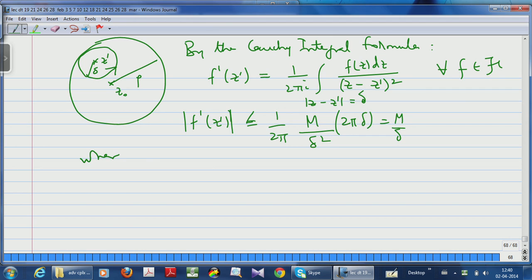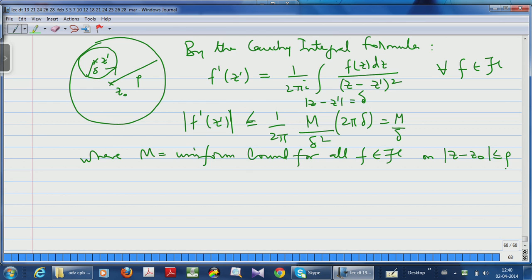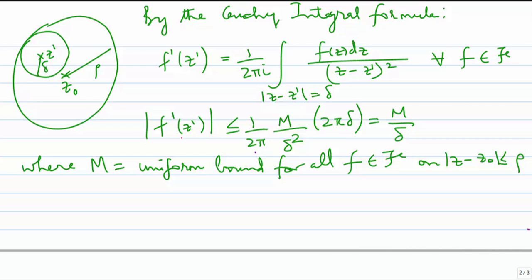So let me write this, where M is the uniform bound for all functions f in this family, script F, on the closed disk centered at z naught with radius rho. You can put this bound independent of delta also. So this delta that I chose seems to depend on z prime. But you can get rid of this delta so that I can get a uniform bound for the derivative f dash, as follows.